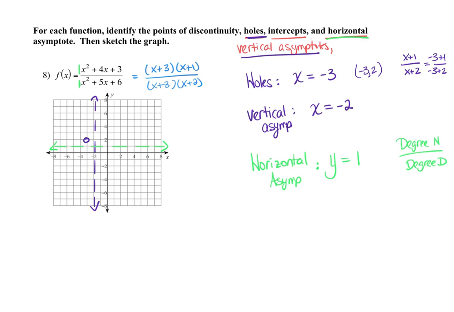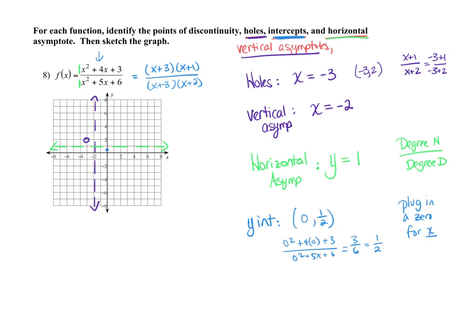All right. And then let's look at intercepts. Intercepts are kind of their own little thing. So for y-intercepts, it's really simple. You plug in a 0 for every single x. Everything's going to zero out except your numbers that don't have an x. Then just reduce if you can. 0, 1/2, plot that on your graph. 0, 1/2.